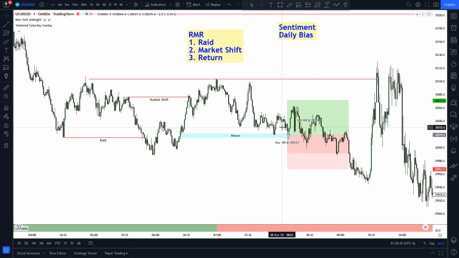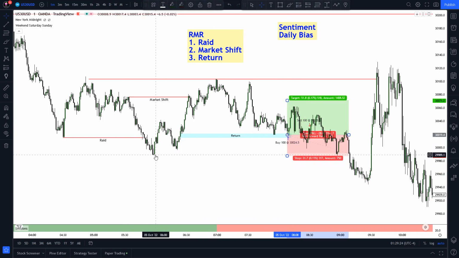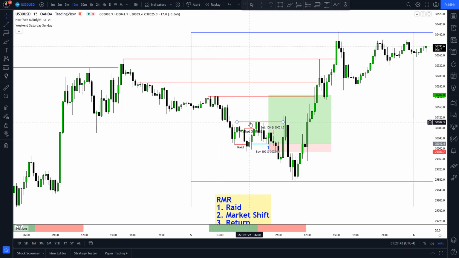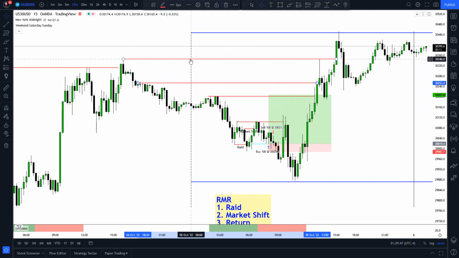So I placed my entry and the stop loss will be at the bottom of the raid. So it'll be right over at this swing low. And then I could look for objectives above. And on the 15-minute chart, you know what objectives I was looking for. It was this set of equal highs, the next ones, and the previous day high.